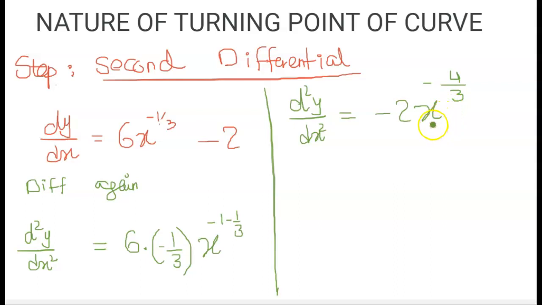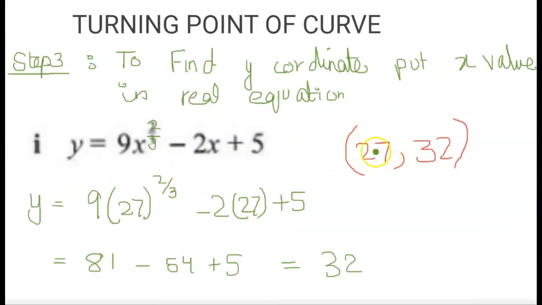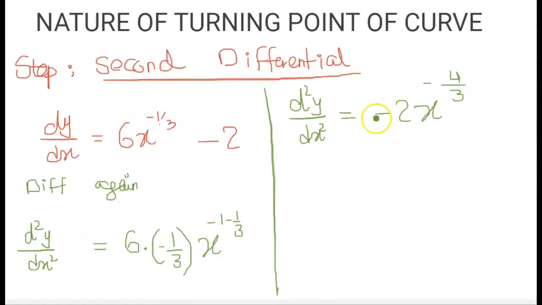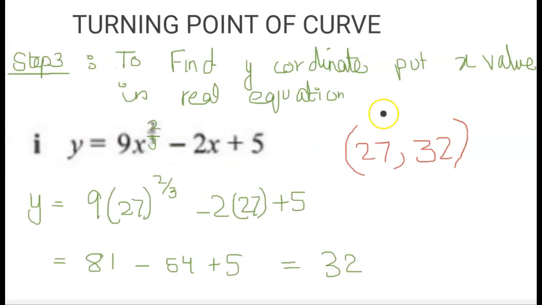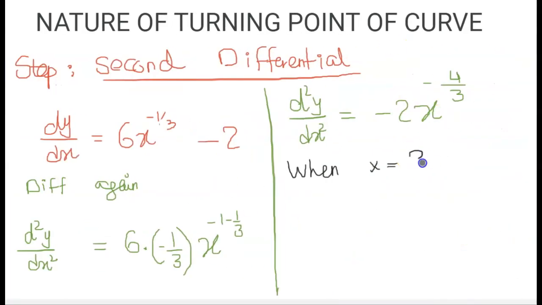Now, I need to find the nature of the turning point. To find the nature of the turning point, I have the turning coordinates. What are the turning coordinates? These are the turning coordinates, 27, 32. So I need to put that one in there. Now I'm going to write down when x is 27, because x was 27.